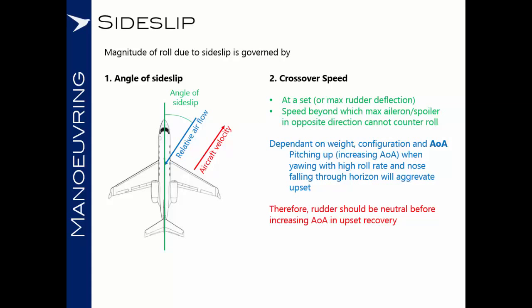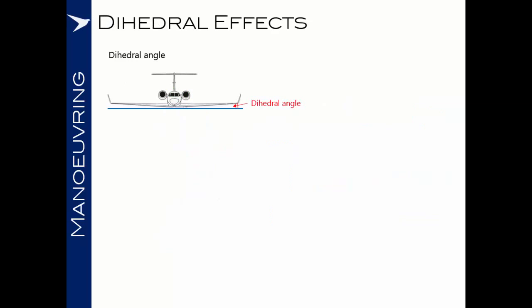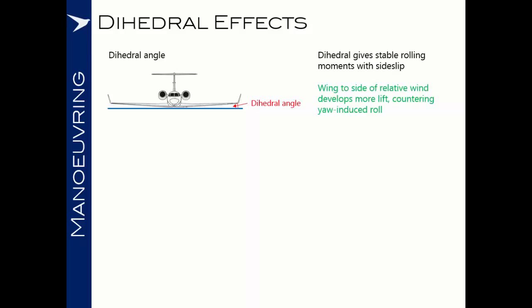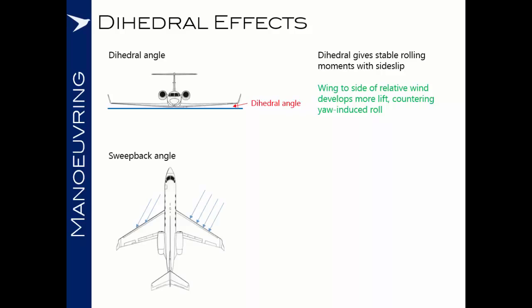angle of attack. The third factor influencing the roll rate of the aircraft due to side slip will be wing dihedral effects, and we'll take a closer look at those now. So dihedral, of course, is the term which we use to describe the angle at which the wings are mounted on the fuselage. This dihedral gives us a stable rolling moment with side slip. The wing to the side of the relative wind will develop more lift and will therefore counter the yaw-induced roll.